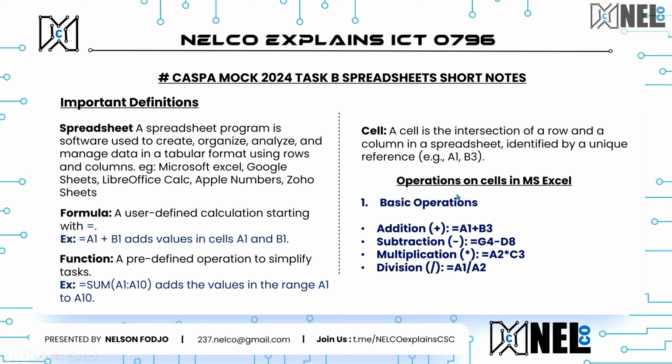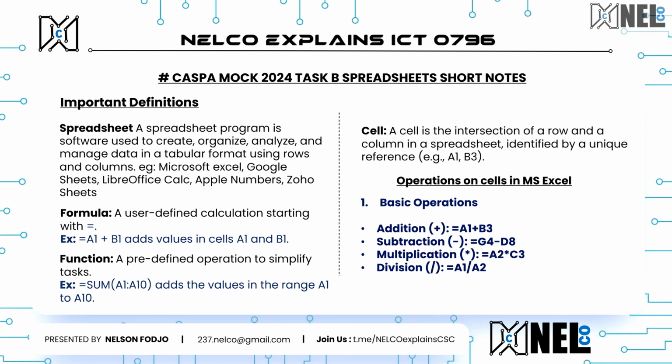Basic operations we're going to be dealing with, or you always have to interact with, are firstly addition. You can see an example here. We are adding the values in cell A1 to that in cell B3. Next, you have subtraction. Using this formula, you have a formula that subtracts D8 from DJ4. Next, multiplication. A formula that multiplies the value in cell A2 by that in cell C3, and you have division. You have A1 divided by A2.